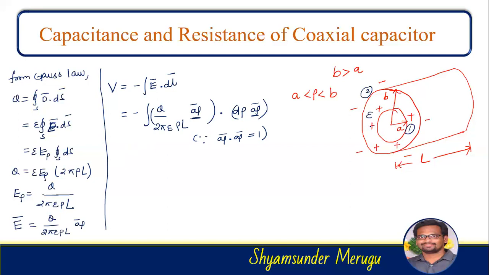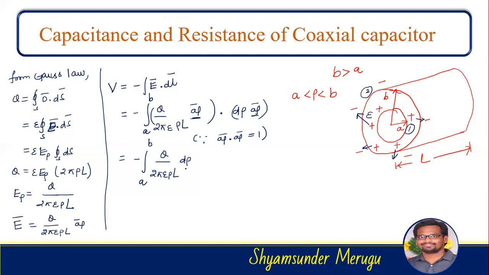So we will move from positive charge to negative charge. The flux will generate on the positive charge and go to the negative charge. The positive charge is at conductor 1 and the negative charge is at conductor 2. So we are moving from conductor 1 to 2, that is, from A to B. So here we can write minus the integration from A to B of Q by 2 pi epsilon rho L, d rho.